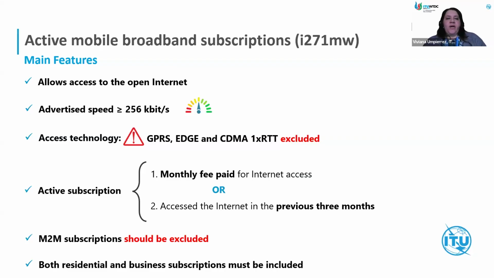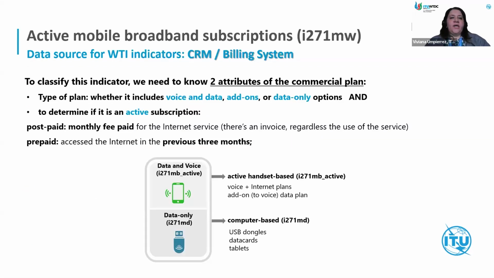In terms of mobile broadband, you have all the main features available in the handbook. The important thing that we would like to give you a view of here is that it can include two types of services that can be discriminated in the CRM billing system: whether it is a data and voice service or a data-only service.